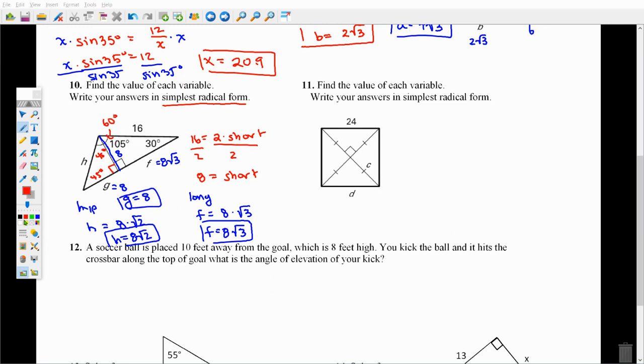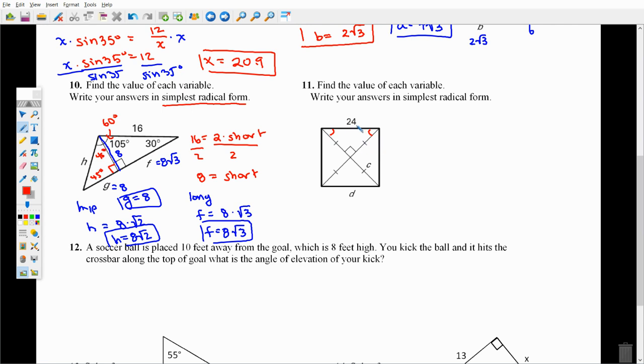All right. Number 11 here says find the value of the variables, so c and d. Write your answers again in simplest radical form. So this one you might be a little unsure, but if you take a closer look at the marks of our triangles, it's telling us that these two sides are congruent. So in other words, these two angles are going to be congruent. And then same thing around the whole triangle, or the whole square.